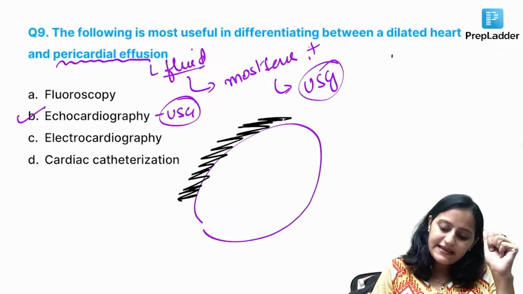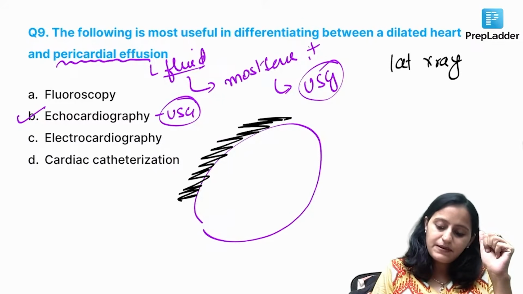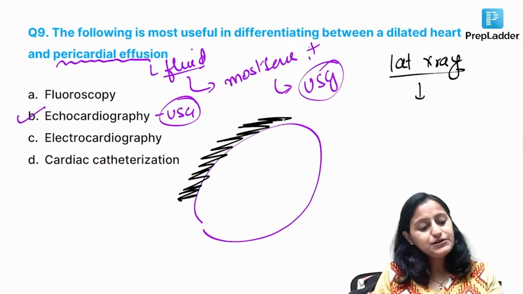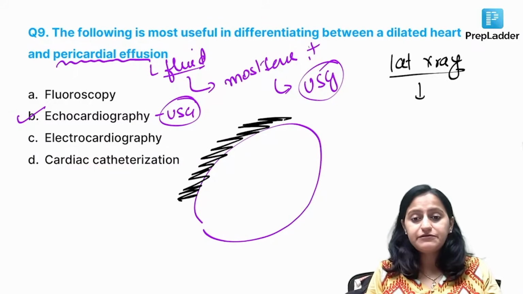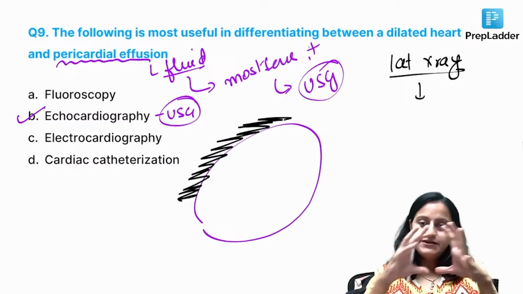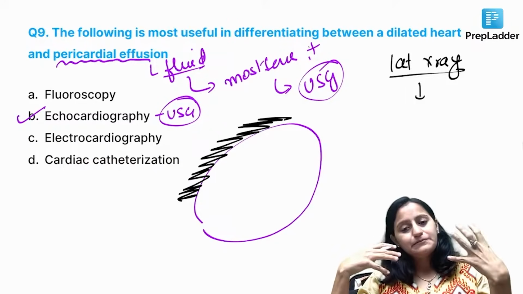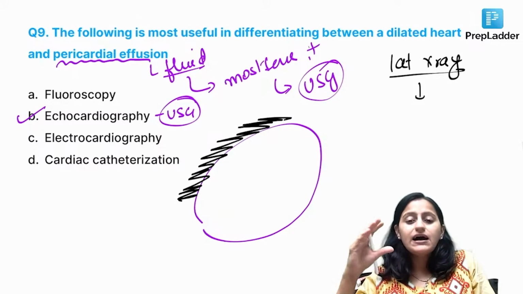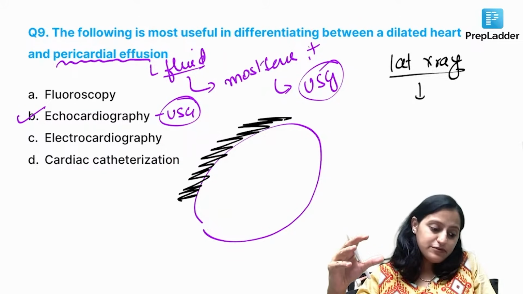Can you tell me the sign seen on lateral X-ray in pericardial effusion? Anyone, what sign do you see on lateral X-ray in pericardial effusion? I'm specifically asking about the lateral X-ray. In the frontal radiograph, you have that flask-shaped heart, money bag heart, right? So between the two layers of fat surrounding the heart, there is fluid accumulating, the white fluid accumulating.